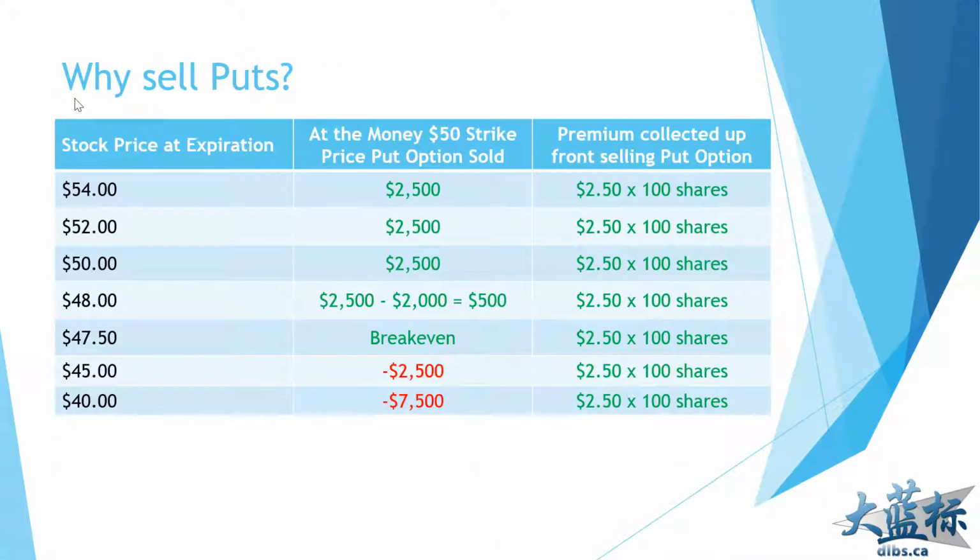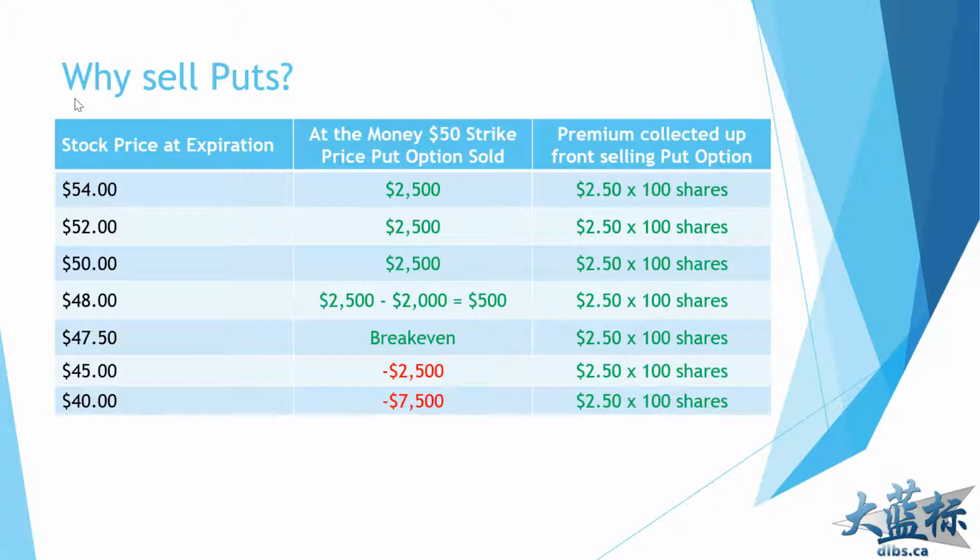So let's look at another scenario. This is a little bit more deeper into the analytics. If the price of the stock was on the high end, $54, but the strike price was 50, there would be no incentive for the put contract holder to force you to buy at $50 when he or she can get $54 per share on the open market. So in such a scenario, you keep the premium of $2.50 times 100 shares. So $2,500 you keep in your pocket, wait for expiration, go sell another one.